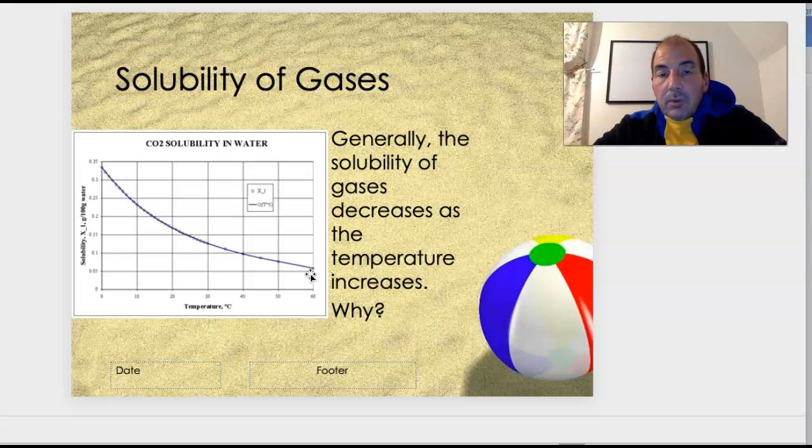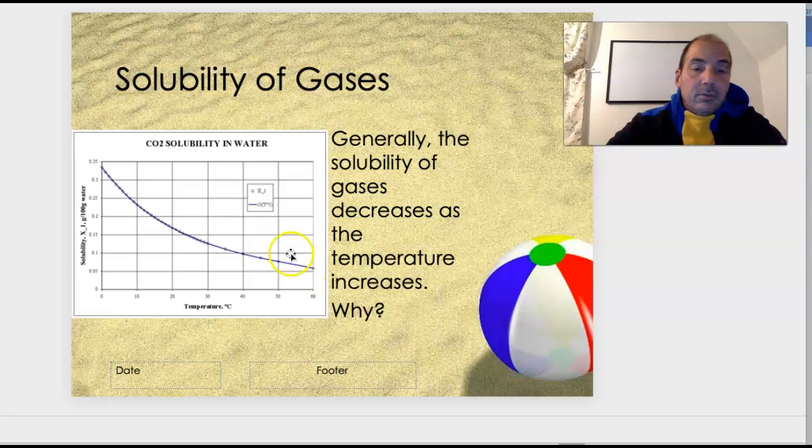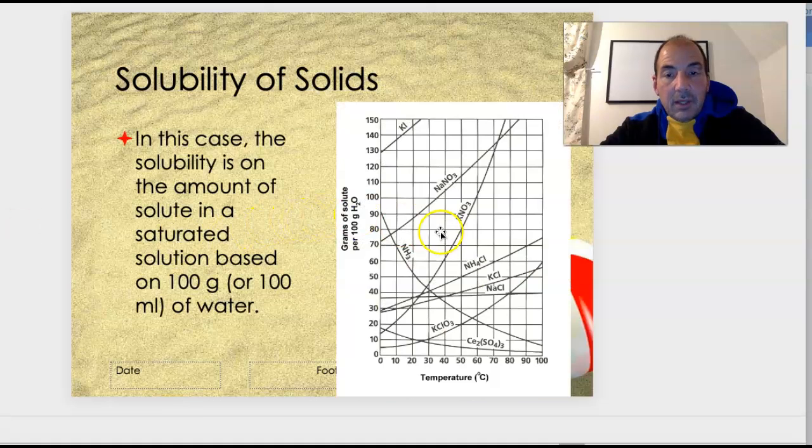It also has to do with the intermolecular forces of the liquid and the fact that as we heat it up, we're kind of weakening its intermolecular forces so it can't hold the gas as well. There's a number of factors. But if I go back to the previous graph, you could see that ammonia, which is a gas at room temperature, would decrease. That one does make sense.